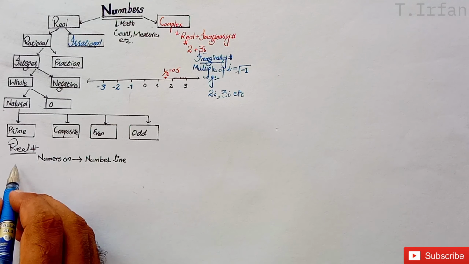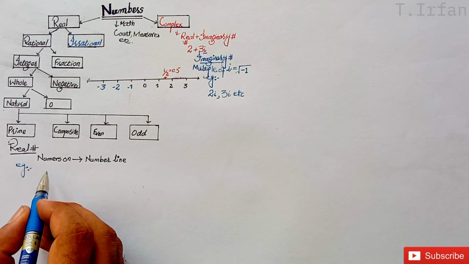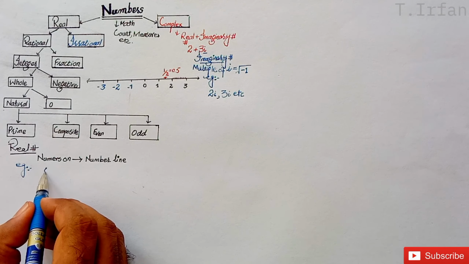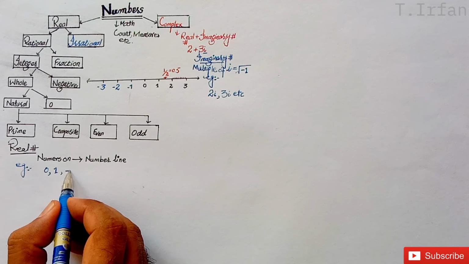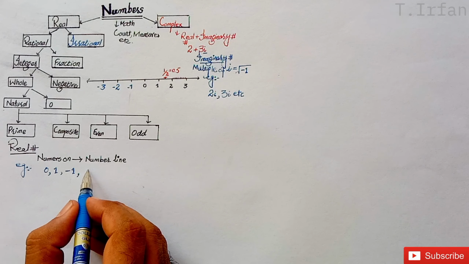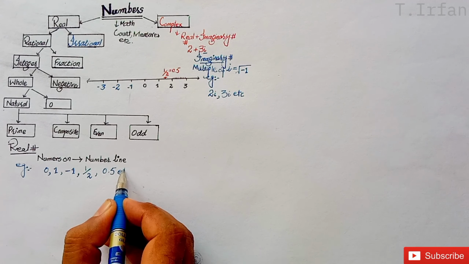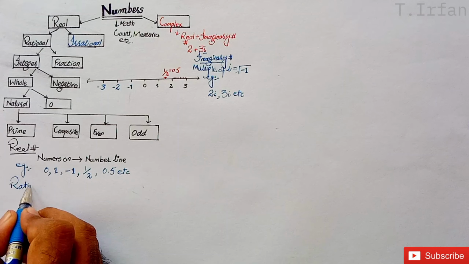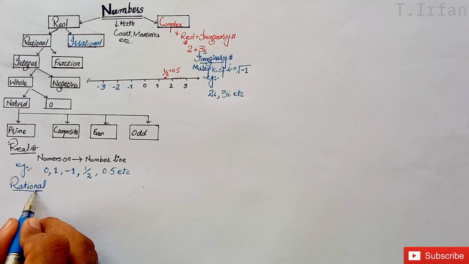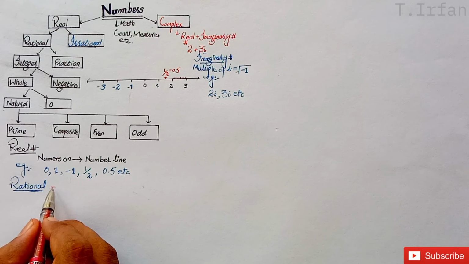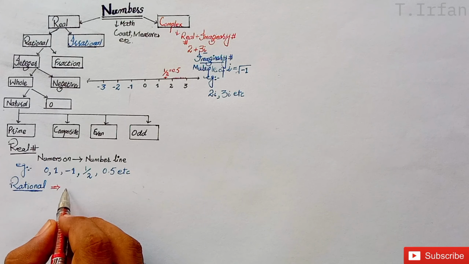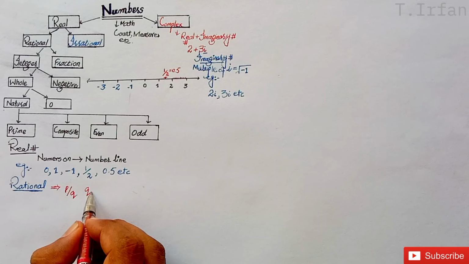For example, 0, 1, -1, fractional numbers, and decimal numbers are examples of real numbers. A real number can be a rational number. Rational numbers are those numbers which we can write in the form of P by Q, where Q is not equal to 0.